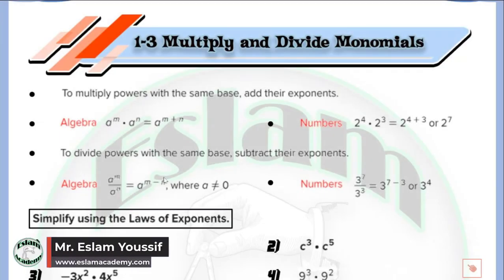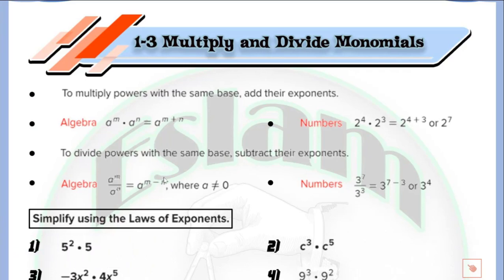In this video we are talking about multiplying and dividing monomials. At first, what is the meaning of the monomial? A monomial is an expression which is formed from one term. So to multiply or divide monomials we have a rule.